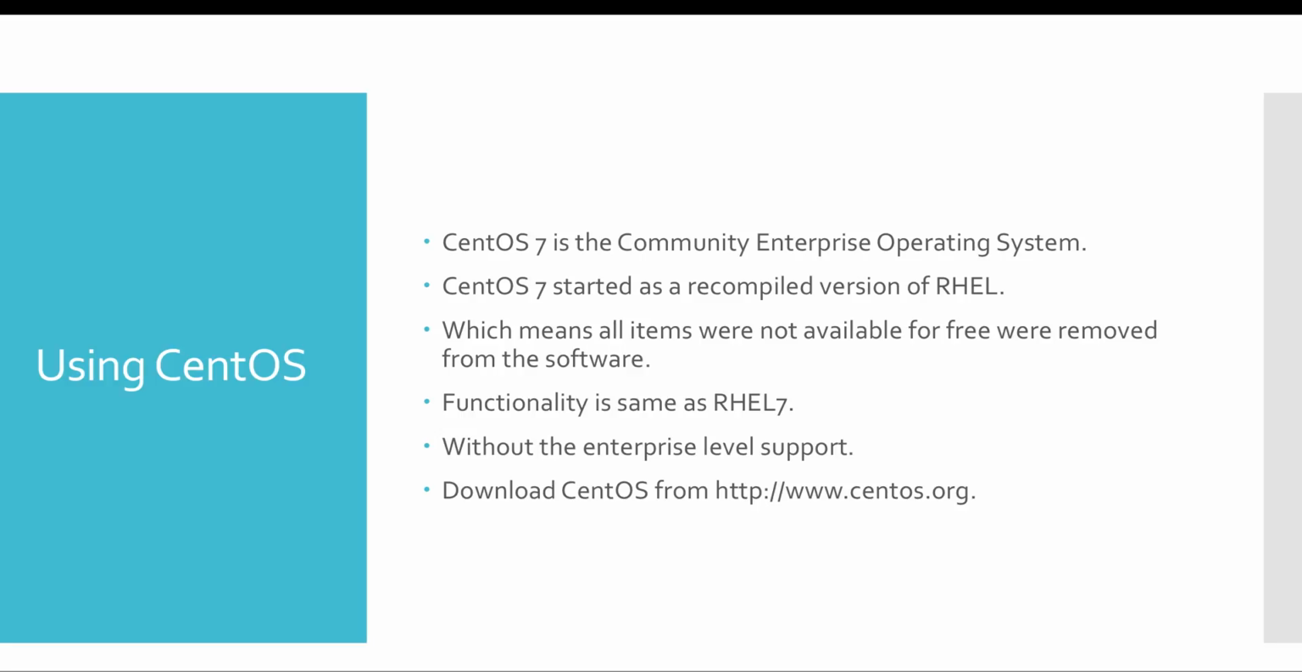So it is basically a recompiled version of RHEL. What exactly it means is that all the software is available, but the items that were not available for free were removed. Whatever software is not available for free is removed from CentOS. Only the free software is available, but the functionality is the same as Red Hat Enterprise Linux 7.